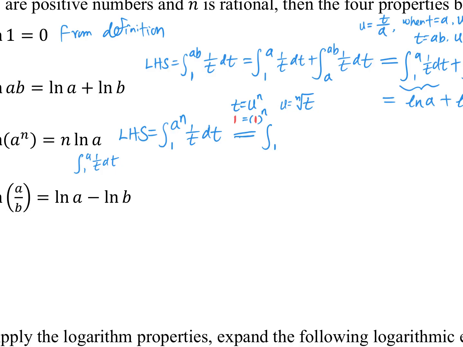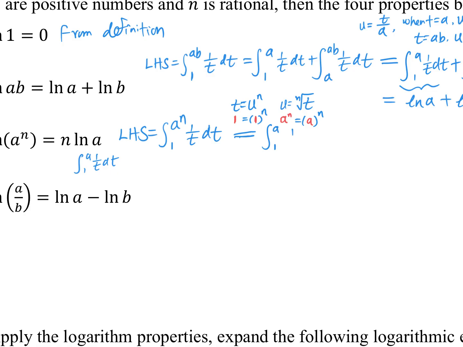Then when t is a to the n, what does u have to be? Just by matching, we know that u has to be equal to a. When t is a to the n and t is equal to u to the n, we need to figure out that u, and by matching we can see that quickly. So the upper limit is going to be a.